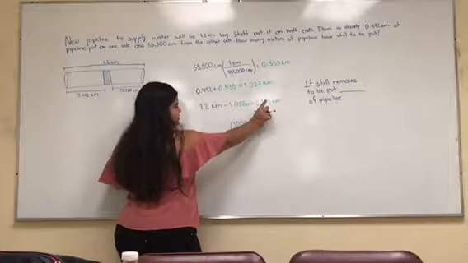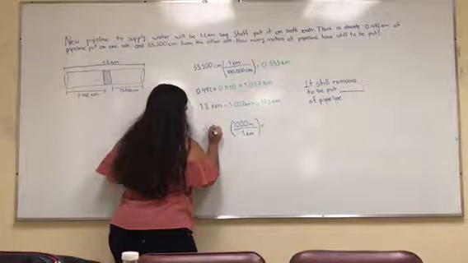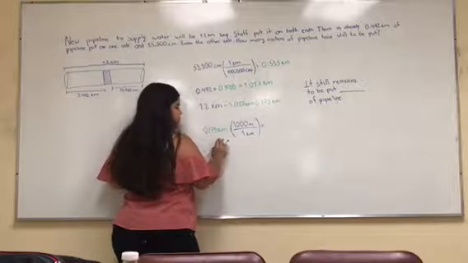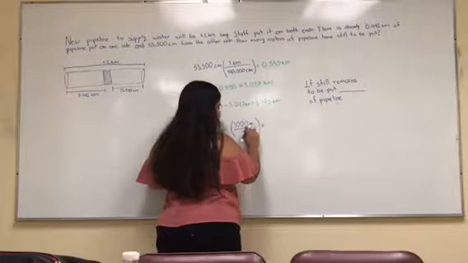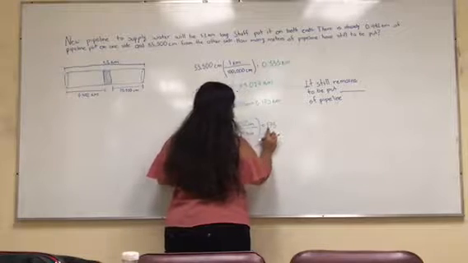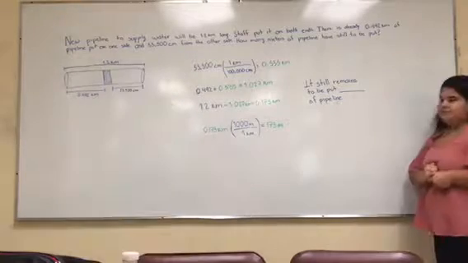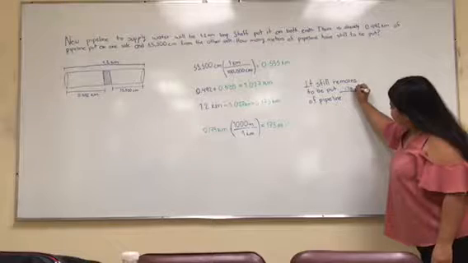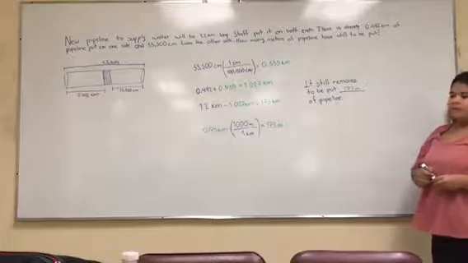Then 0.173 kilometers multiplied by 1,000 meters. The result is 173 meters. It still remains to be put 173 meters of pipeline.